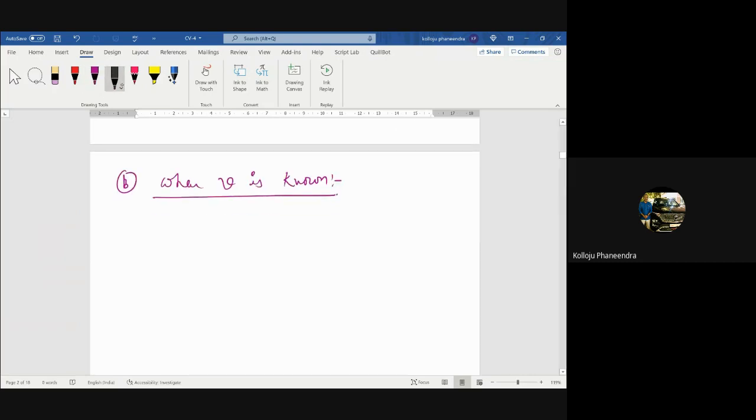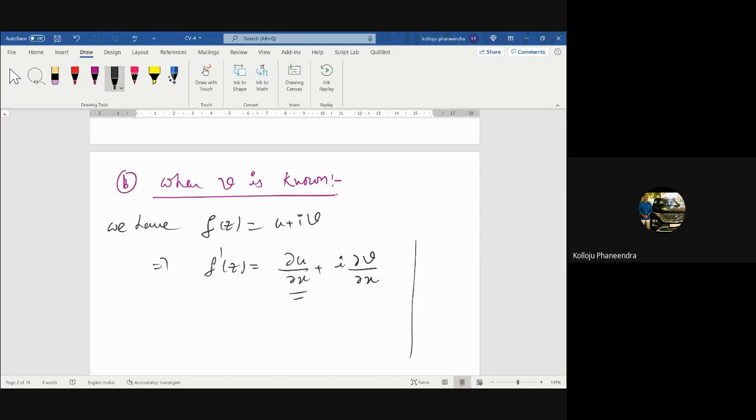Okay. Now what we have? We have f of z equal to u plus iv. This implies what is f dash z? F dash z is dou u by dou x plus i into dou v by dou x. Now which function is known? Function v is known. That means dou u by dou x is unknown. So using the CR equation, what is dou u by dou x in terms of v? Dou v by dou y. So let us replace that here.